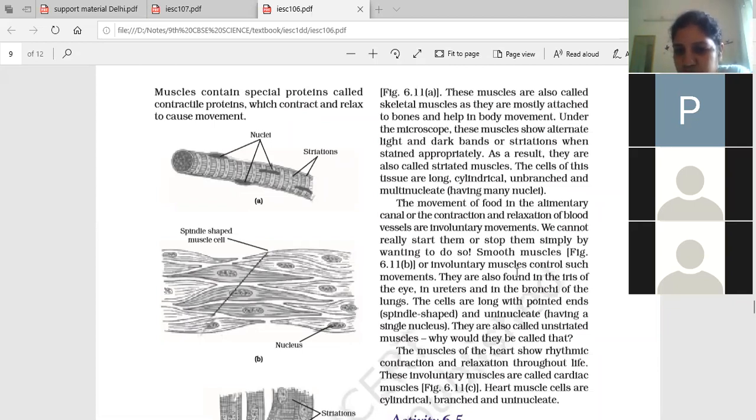That is involuntary muscles. They are also found in the iris of the eyes, in the uterus, and in the bronchi of the lungs. The cells are long with pointed ends. Now these are the locations. Now what is the structure? These are pointed ends. You only see this structure.